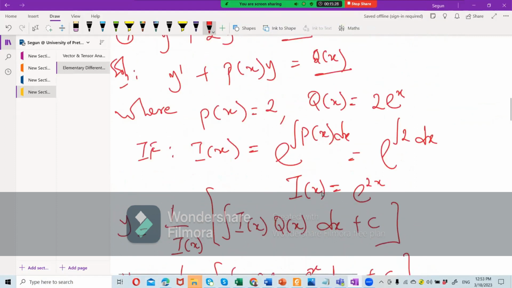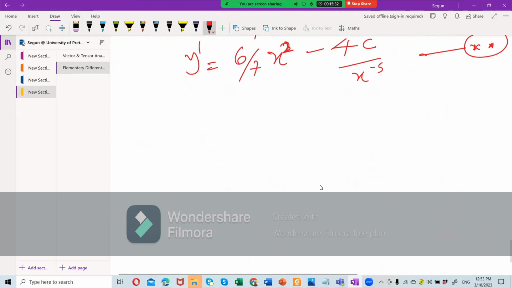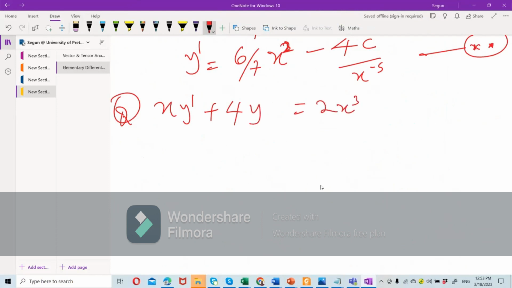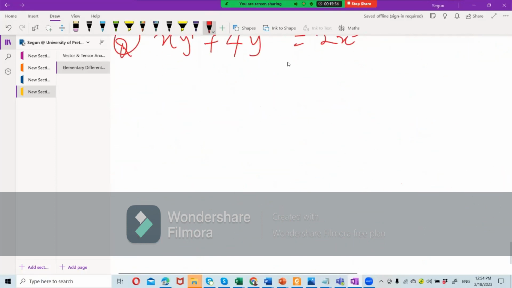But now let's look at whether it will be equal or not. So we have our question. Here is the question, right? The question says xy' + 4y = 2x^3. So it simply means we have y' already, and we've calculated y. Our y is here. Our y' is there. So substitute it into this equation.